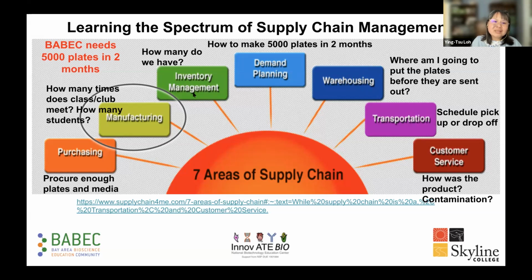In a manufacturing sense, this is circled because this is what we focus on in our classroom. And so how many times do we meet as a class, as a club? How many students are going to be available to help make this product? Despite the fact that we focus on manufacturing, there are a lot of other parts in it, and putting the manufacturing piece in context of the supply chain management is so valuable for students to understand the business side of biotechnology.